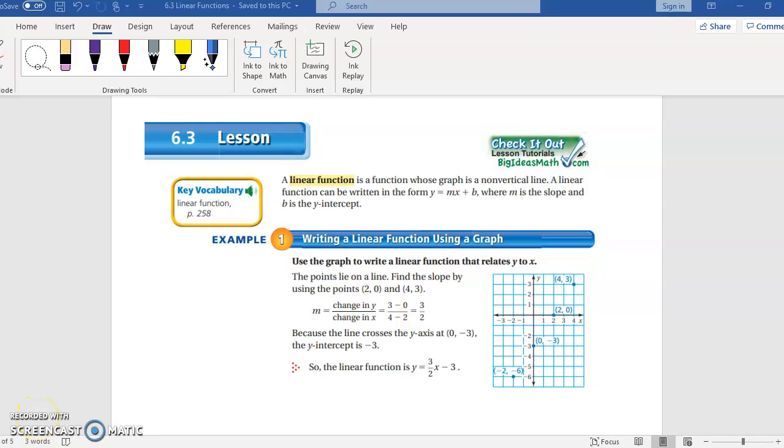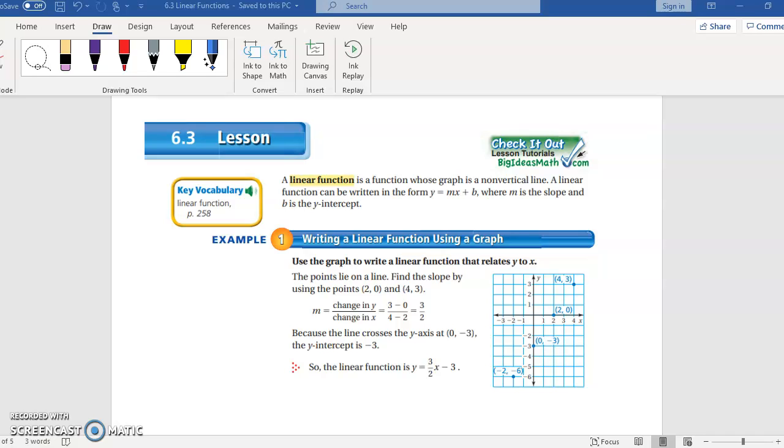Hi, today we're going to talk about section 6.3, and hopefully in chapter 6, when you're dealing with functions, it looks a little similar to our chapter 4 with the equations. Some different verbiage, but other than that, how we find things and what we're doing is pretty similar. A linear function is a function whose graph is a non-vertical line. So remember, vertical is straight up and down. So it's a straight line, just not straight up and down.